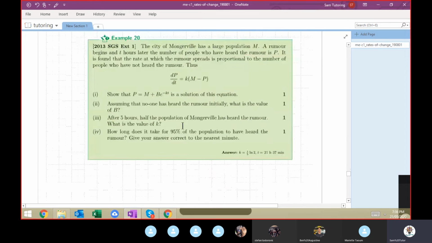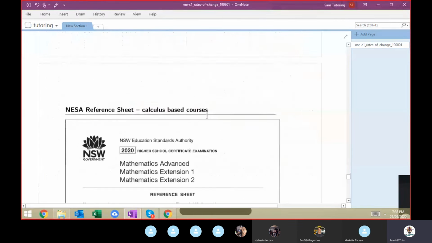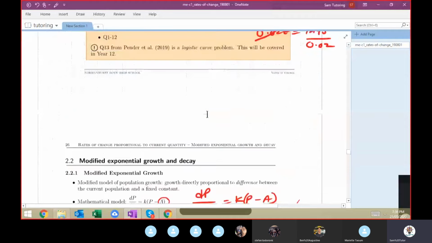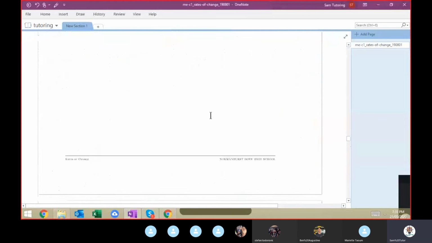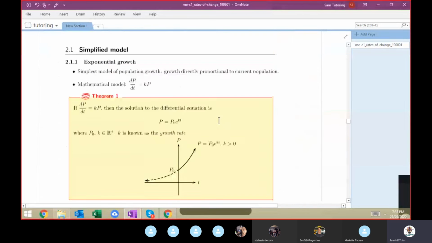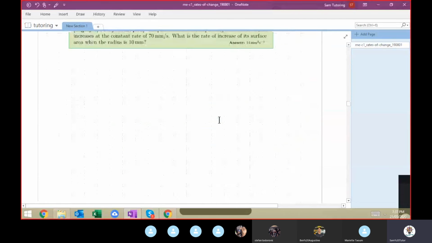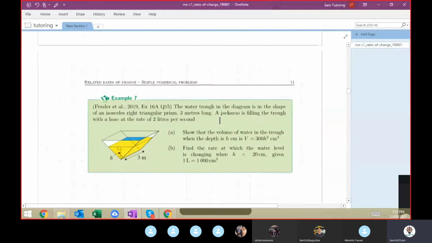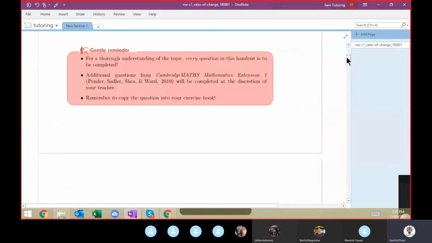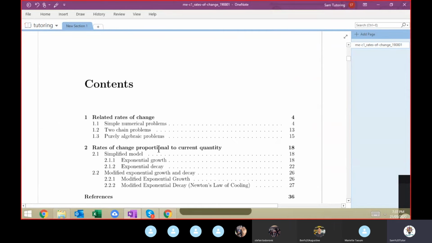And another one, but I can't be bothered. Sydney Grammar. I'll leave that one for you guys to have a look through, at least to think about. Where are we up to? We've done all of exponential growth and decay. I am pretty happy with that. So now we're up to what everyone hates, which is the actual rates of change bit that's not applied, so just the numerical problems.